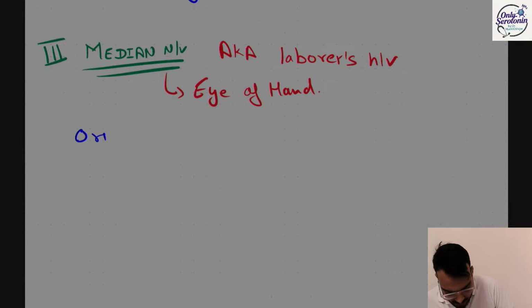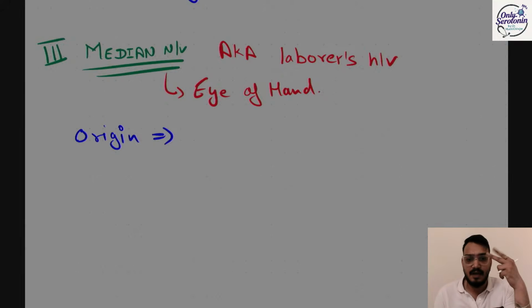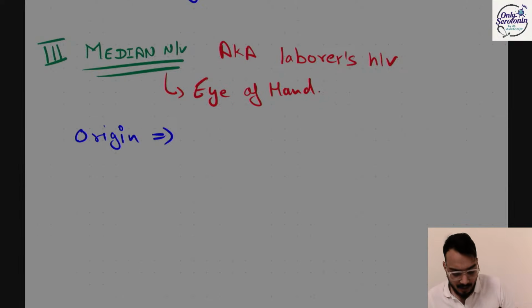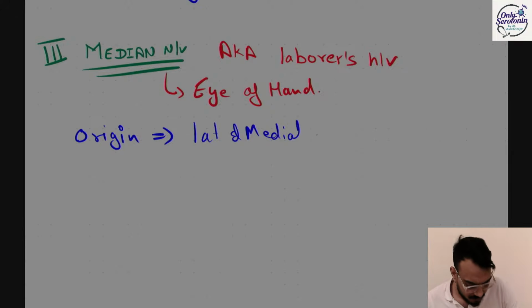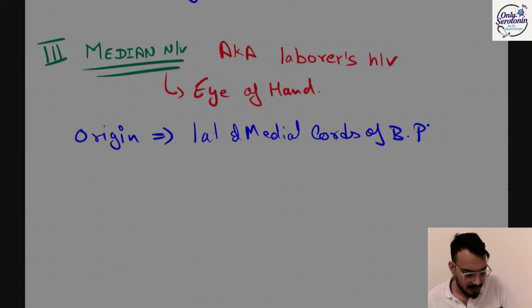Again, the origin. Here, don't get confused, guys. In brachial plexus, we have studied two things about the median nerve: the lateral root of the median nerve and the medial root of the median nerve. One is coming from the lateral cord, another one is coming from the medial cord. So in origin, what are you going to write? You are going to write the lateral and medial cords of brachial plexus, right? That is your origin.